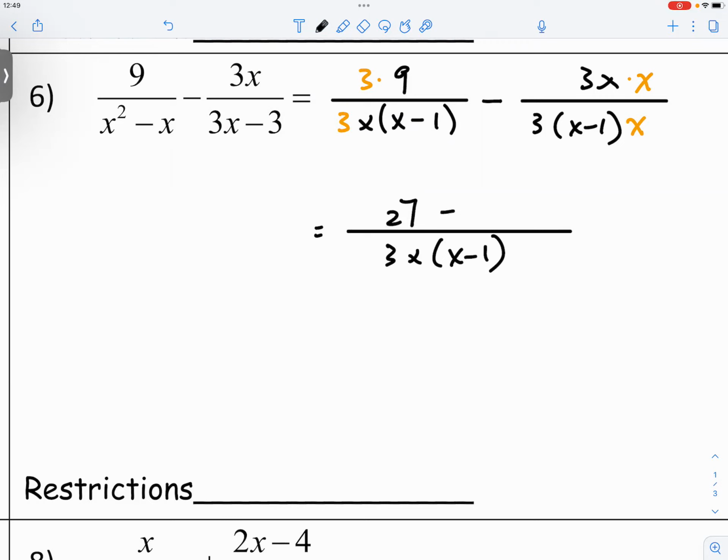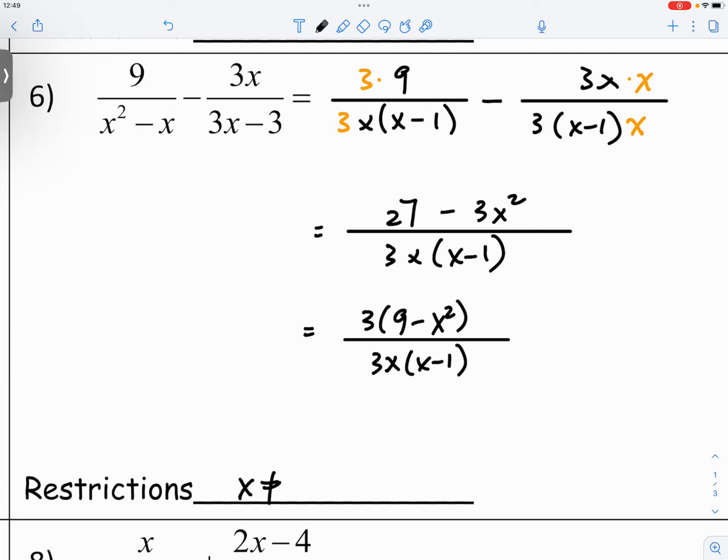At the top, we have 27 minus 3x squared. So we can actually factor out the 3 out of the 27 and 3x squared. Now, before we cancel anything out, let's go ahead and write down the restrictions.